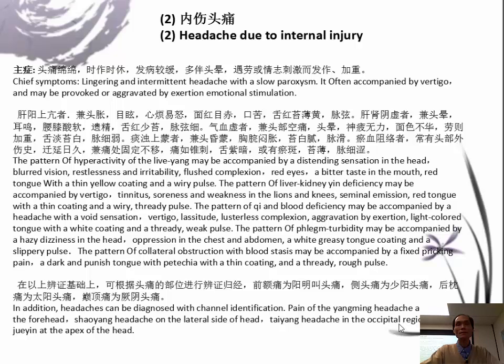And there is a very special type of pulse condition for the liver, which is wiry, W-I-R-E, wiry. And the wiry pulse has many names. Some people call it taut, T-A-U-T, taut. Some people call this pulse string-like. So string-like pulse, wiry pulse, or taut pulse all refer to one thing: it's like you are playing the bow and arrow, and you can feel the string.